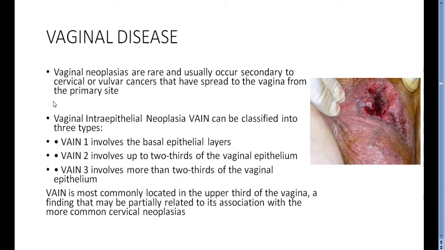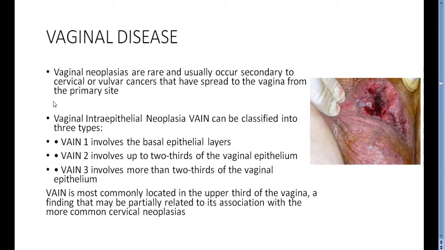These vaginal neoplasia usually occur secondary to cervical or vulvar cancers that have spread to the vagina from the primary site of the tumor. Vaginal intraepithelial neoplasia, VAIN, can be classified into 3 types: VAIN 1, VAIN 2, VAIN 3, and it depends on the involvement of the basal epithelial layers.